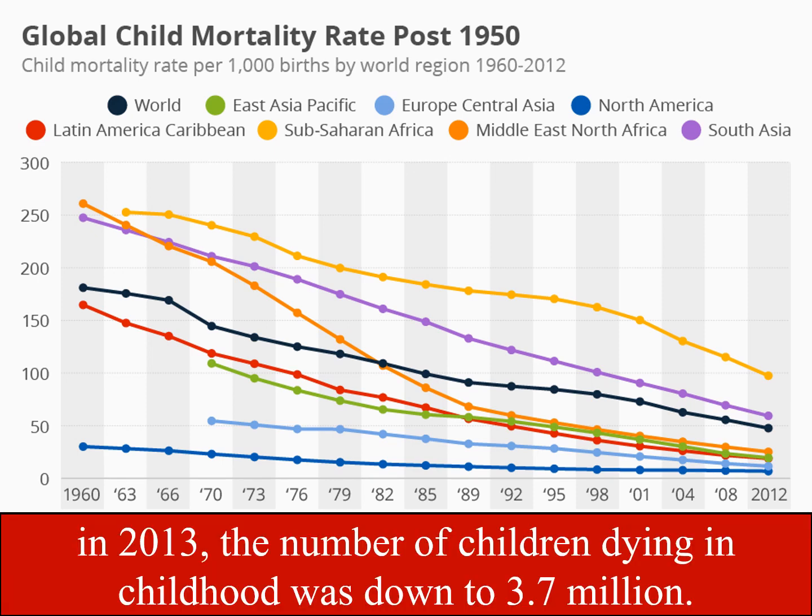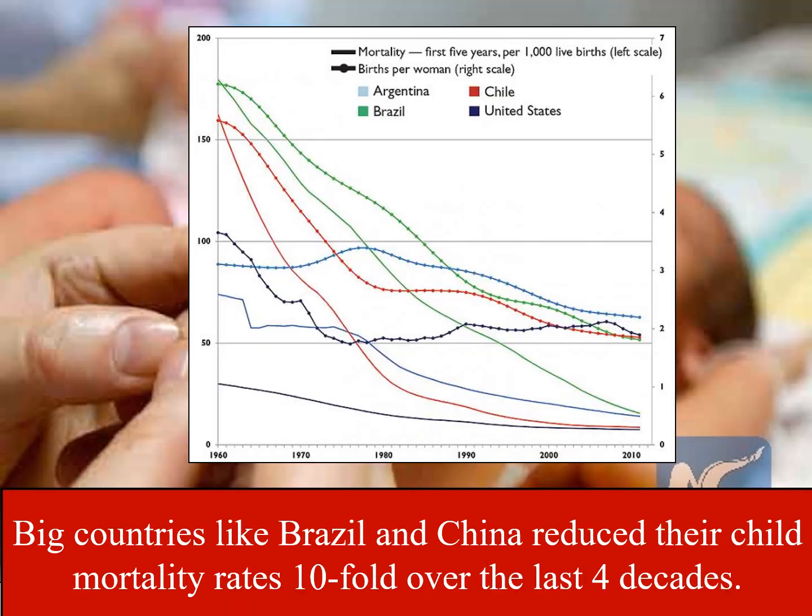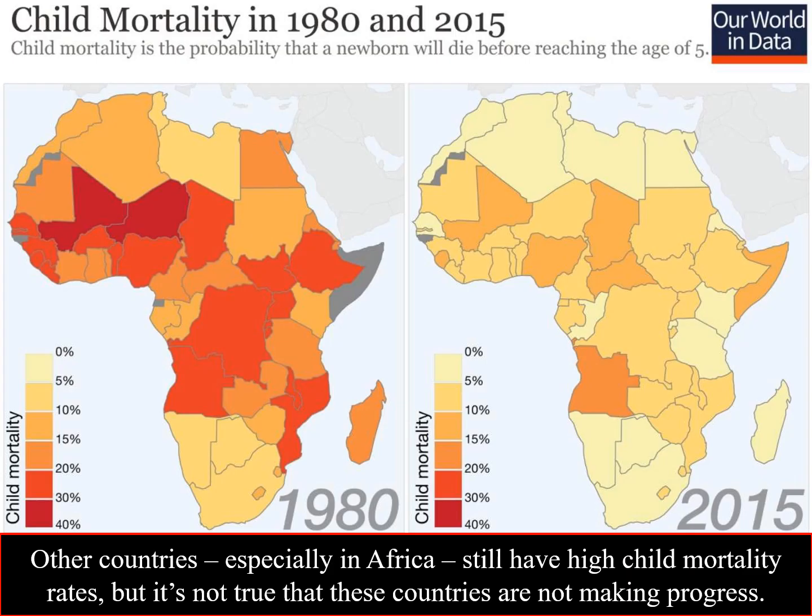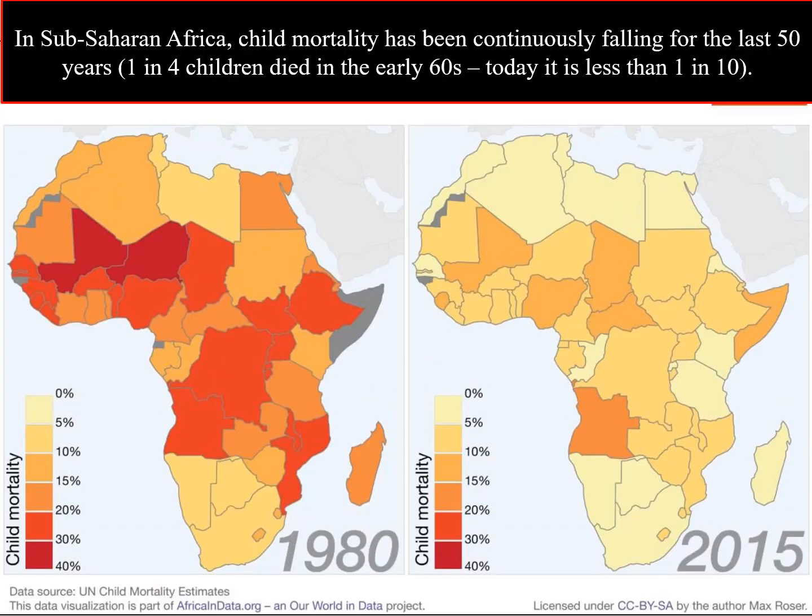In 2013, the number of children dying in childhood was down to 3.7 million. Big countries like Brazil and China have reduced their child mortality rates tenfold over the last 4 decades. Other countries, especially in Africa, still have high child mortality rates, but it's not true that these countries are not making progress. In sub-Saharan Africa, child mortality has been continuously falling for the last 50 years.